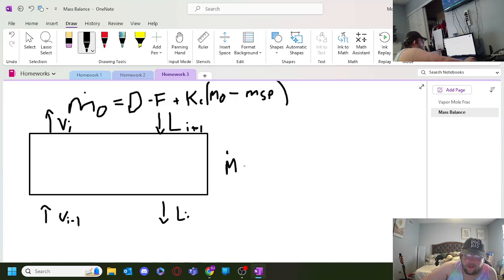So, up here, our change in mass at stage I, or change in moles at stage I, is what's going into the tray. So we got V(I-1), so the vapor from the stage below, plus the liquid from the stage above, subtracting the vapor and liquid leaving the tray.